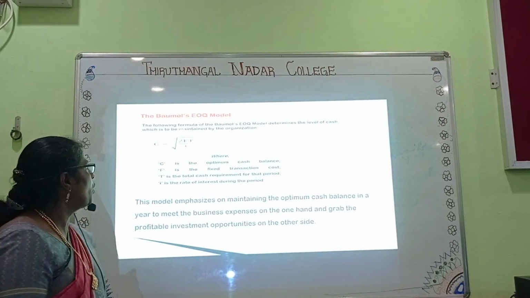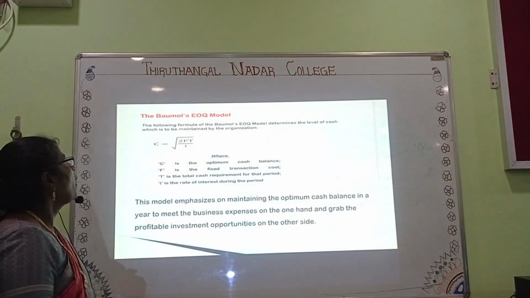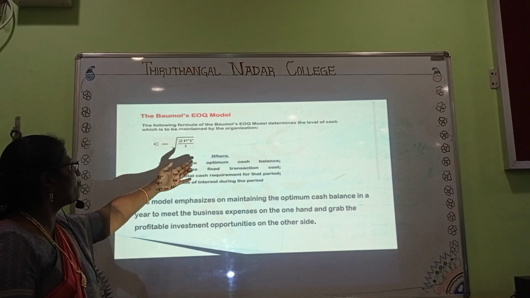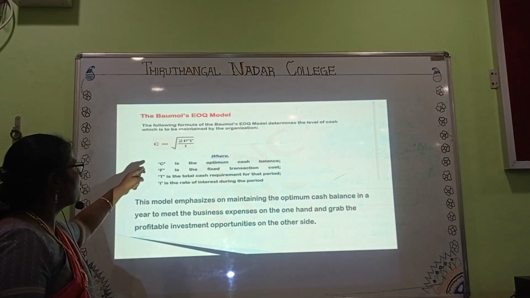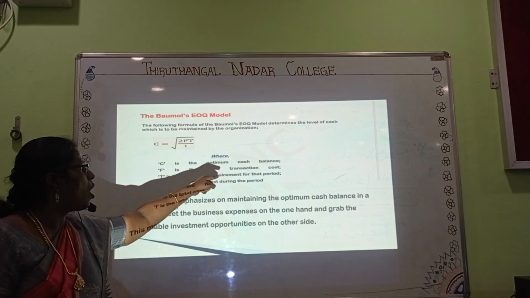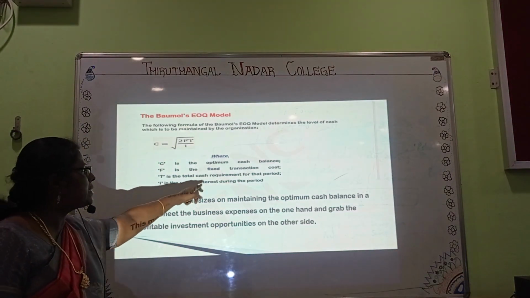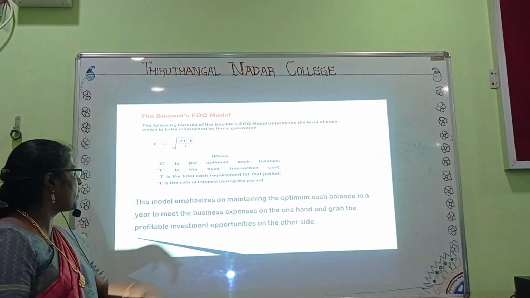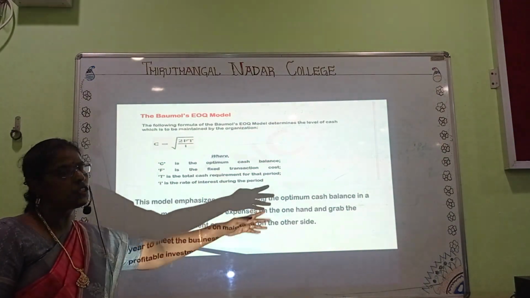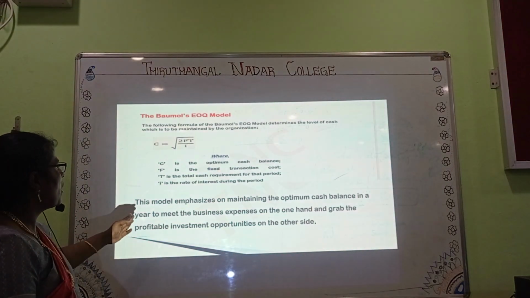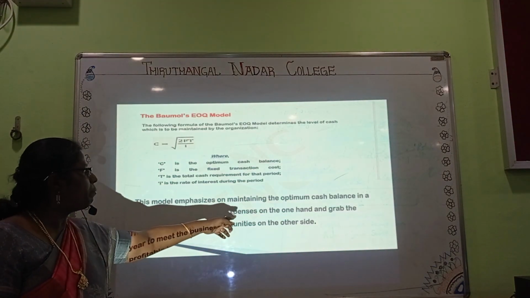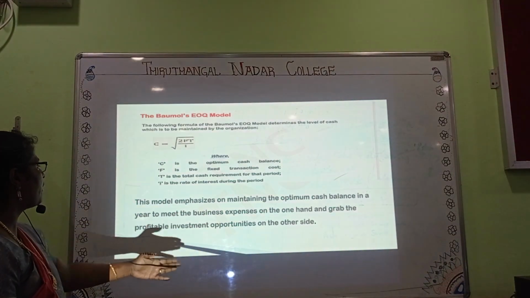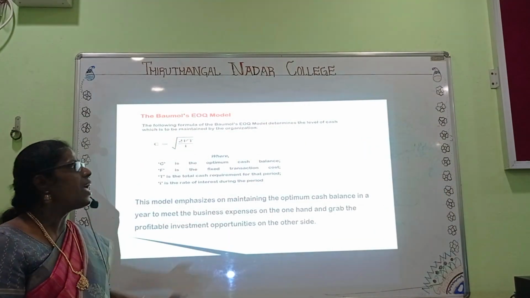First, I will explain the Baumol's EOQ model. The formula used to calculate EOQ is C equals the square root of 2FT divided by I. C represents the optimum cash balance, and F represents the fixed transaction cost. T indicates the total cash requirement for that period, and I is the rate of interest during the period. It emphasizes maintaining the optimum cash balance in a year to meet the business expenses on the one hand and grab the profitable investment opportunities on the other side.